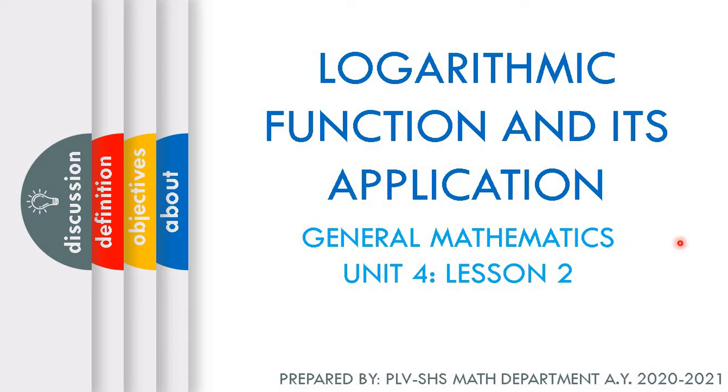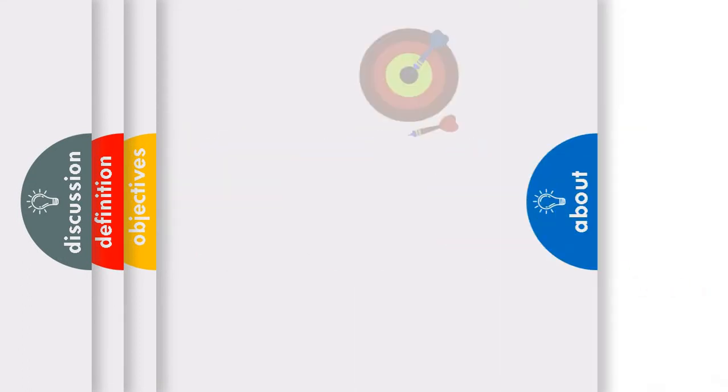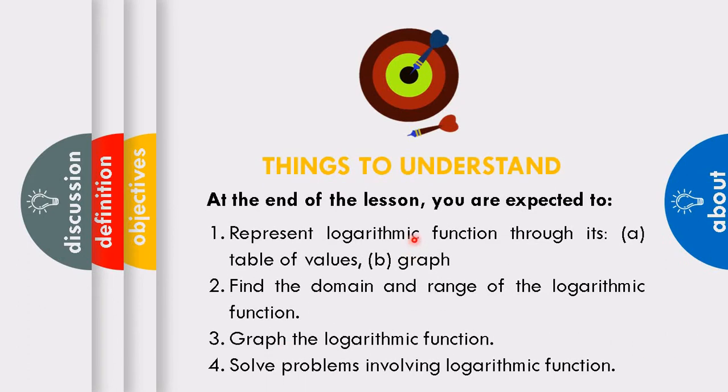So in this video, we will discuss logarithmic function and its application, Unit 4, Lesson 2, General Mathematics. Okay, so these are the things to understand. At the end of the lesson, you are expected to first, represent logarithmic function through its table of values and graph. Second, find the domain and range of logarithmic function. Third, graph the logarithmic function. And lastly, solve problems involving logarithmic function.